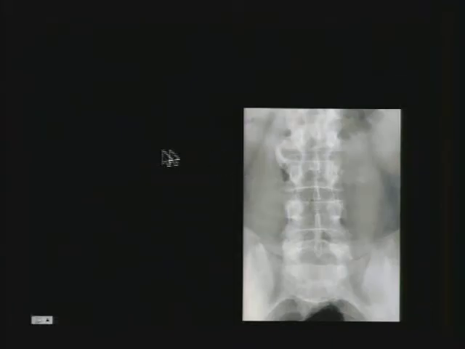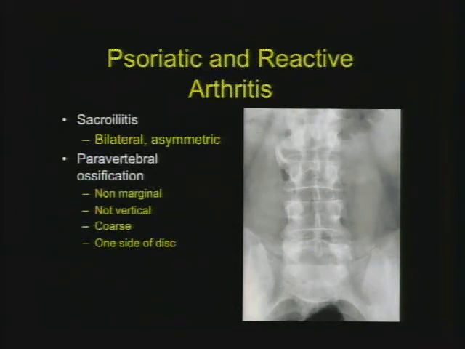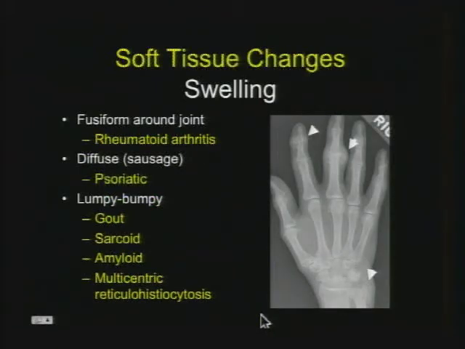And here's the contrast of psoriatic and reactive arthropathy. You get those non-marginal paravertebral ossifications, which aren't vertical, and they're only on one side of the disc. And the key is to look at the SI joints. If they aren't involved, it's probably just a nice osteophyte. But if they are, you think about the spondyloarthropathies of psoriatic and reactive arthropathy.